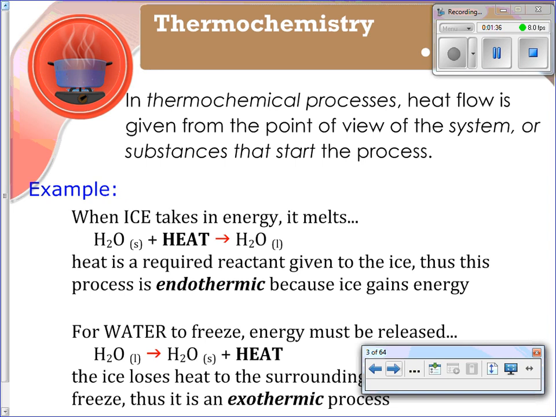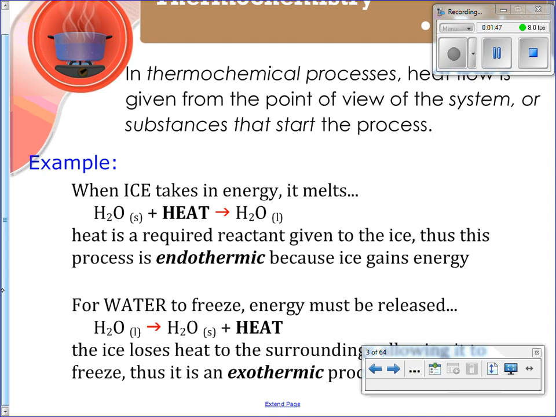In a thermochemical process, heat flow is given from the point of view of the system. So just to reiterate what I said in the last slide, the system is the focal point, or the substances that actually start that process. So for example, if we're looking at ice, when ice takes in energy, it's adding heat. So if you think about it, you've got ice, you've got a solid, you take on heat, you leave it out in the sun, you leave it out on the counter, takes on heat, and then it melts and becomes liquid water. That is an endothermic process, because from the perspective of the ice, it is gaining the energy.